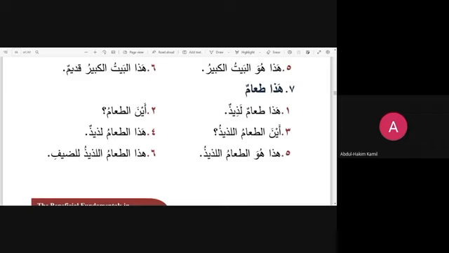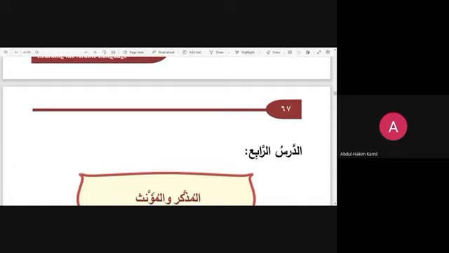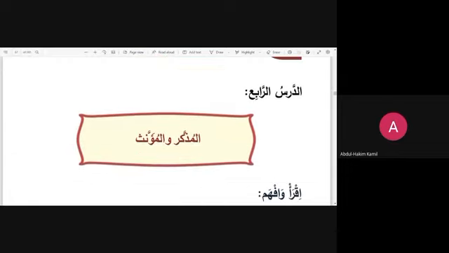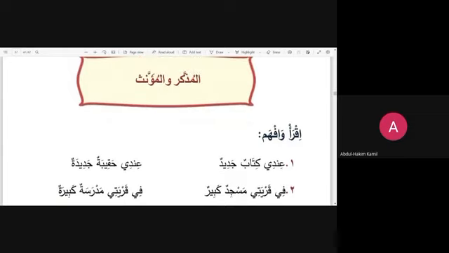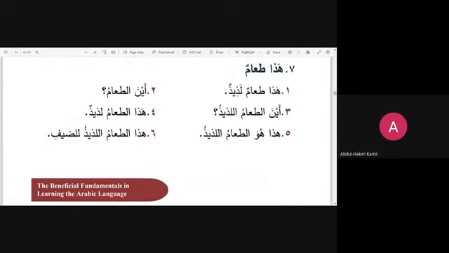If there's no questions, alhamdulillah, we did a good class. Inshallah, we're going to come back on Saturday. We're on the new lesson. Look at this lesson here, brothers. Page number 68, al-mudhakkar wal-mu'annath, masculine and feminine. Masculine and feminine. Tayyib. Inshallah, we're going to stop here.